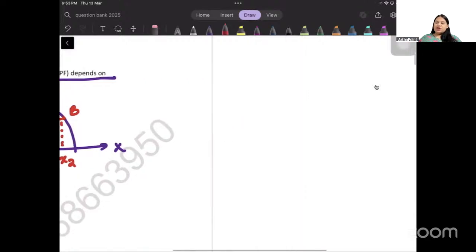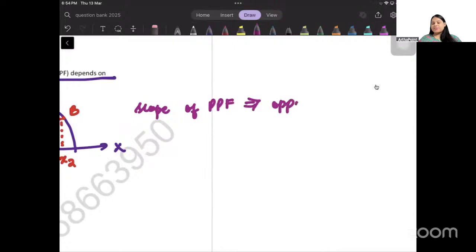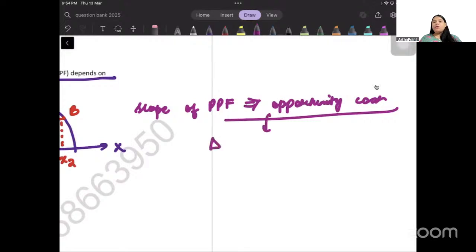In this we need to understand that the slope of the production possibility frontier is called opportunity cost. That is called opportunity cost. Okay? So what is opportunity cost? Opportunity cost is how much of one good you have to give up to produce an additional amount of the other good. How much of one good we have to give up to produce the other good, that is opportunity cost.